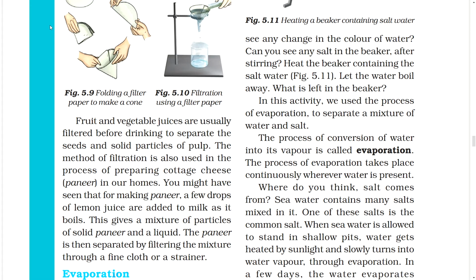You might have seen that for making paneer, a few drops of lemon juice are added to milk as it boils. This gives a mixture of particles of solid paneer and a liquid. The paneer is then separated by filtering the mixture through a fine cloth or a strainer.